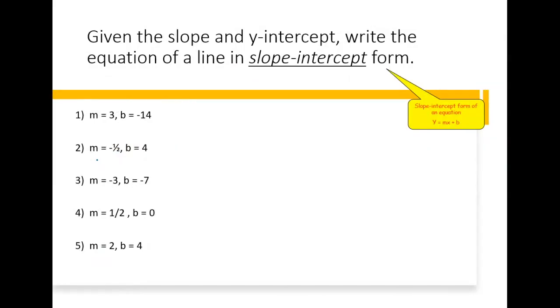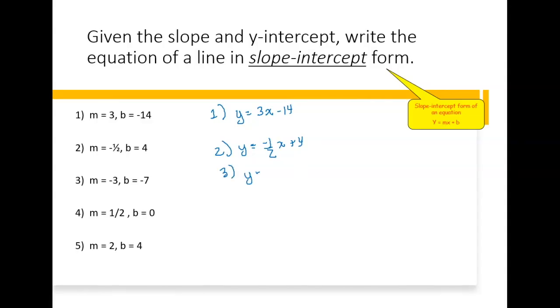Okay, so here's another example. We won't do all of these, but it's the same thing. Given the slope and y-intercept, write the equation of a line in slope-intercept form. That's y equals mx plus b form. So let's do 1. So 3x minus 14, mx plus b. Number 2, negative 1/2 x plus 4. And I'm done. And then let's just do them all.